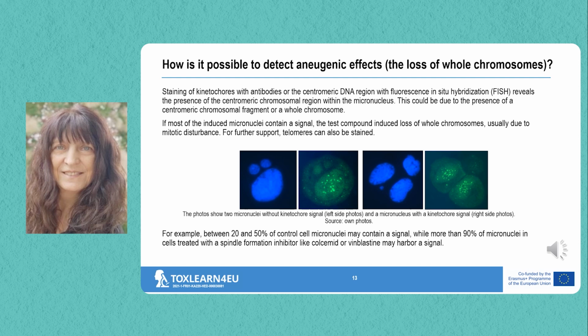mitotic disturbance. For further support of the idea of whole chromosomes being in the micronuclei, telomeres can also additionally be stained. The photos show two micronuclei without kinetochore signal on the left side and one micronucleus with a kinetochore signal on the right side. For example, between 20 and 50% of control cell micronuclei may contain a signal, while more than 90% of micronuclei in cells treated with a spindle formation inhibitor like colcemid or vinblastine may harbor a signal.